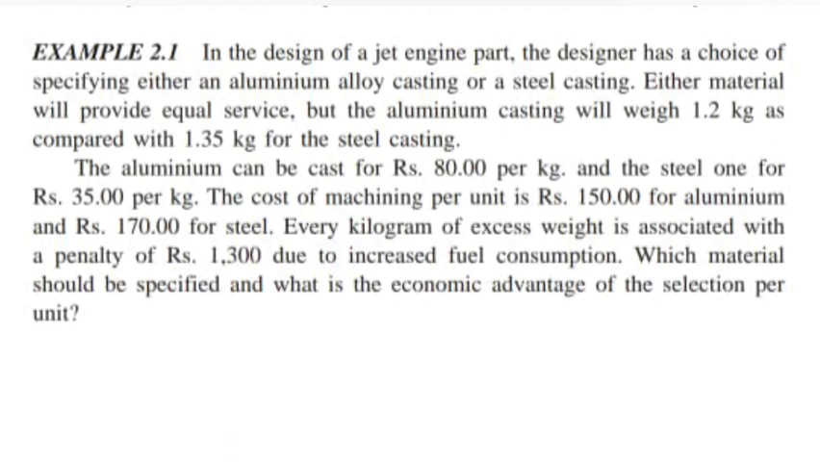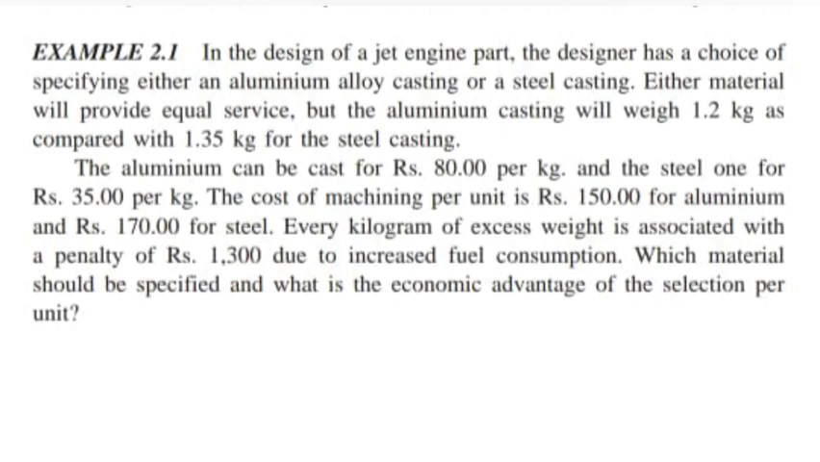So in this problem, the design engineer of a jet engine part has a choice between two materials. One is aluminum alloy casting and the other is steel casting. Both materials will provide equal service, so there is no deviation. Here the aluminum casting will weigh 1.2 kg but the steel casting will weigh 1.35 kg. So the aluminum casting is lighter than the steel casting, right?